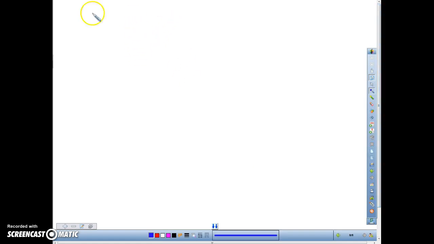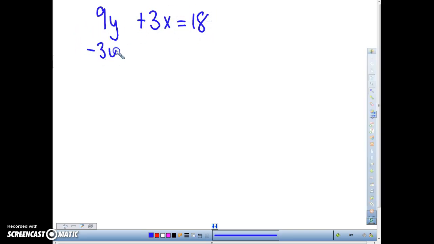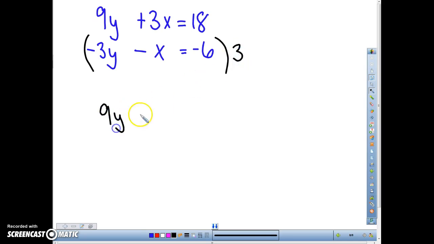Our last equation we're going to do is 9y plus 3x equals 18. And we have negative 3y minus x equals negative 6. So I notice if I multiply this by 3, it gives me 3. If I multiply this one by 3, it gives me 9. I'm just worried about the number right here. So it gives me 9. So on this one, if I multiply by 3, something cool is going to happen here.